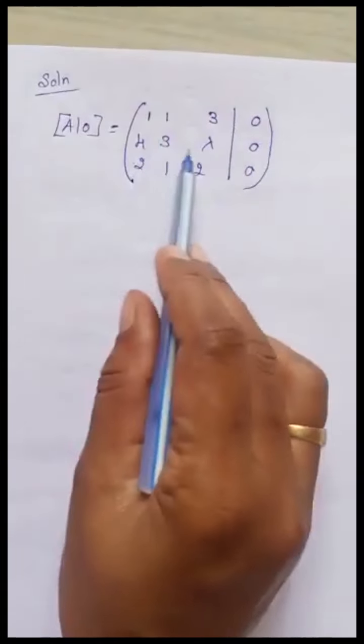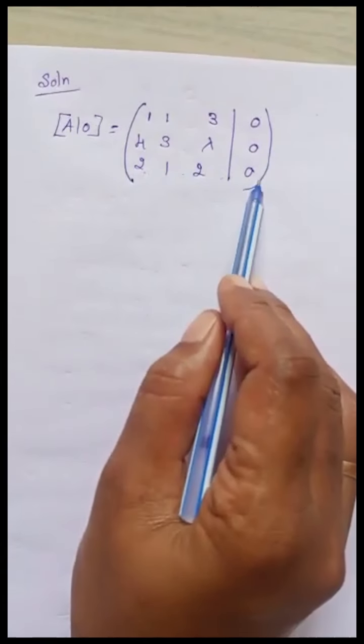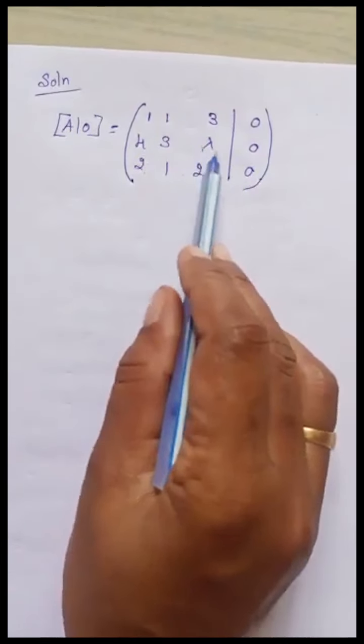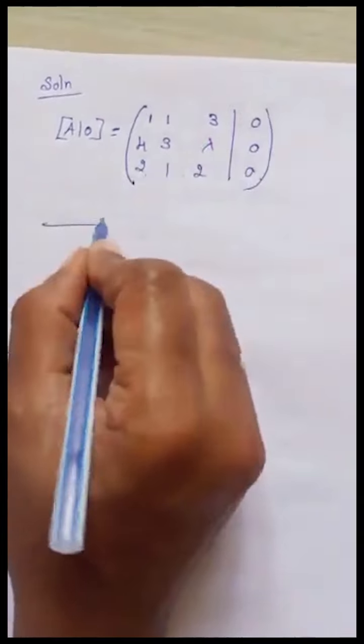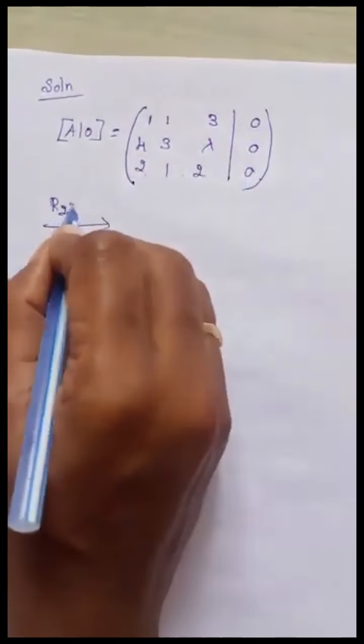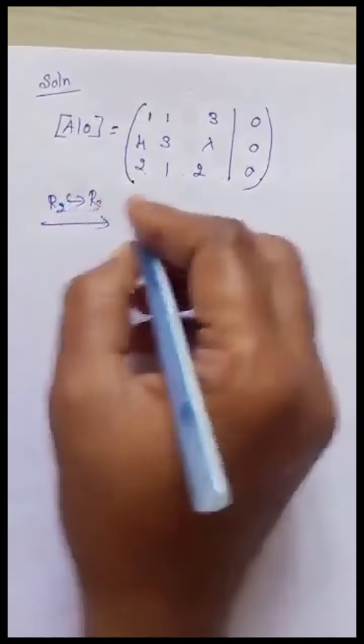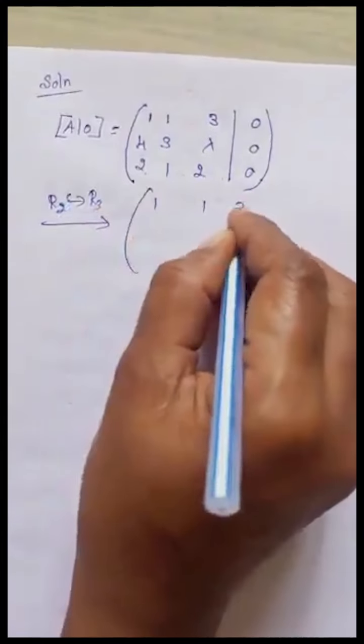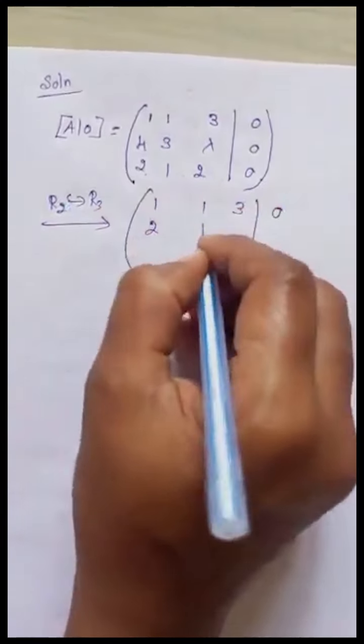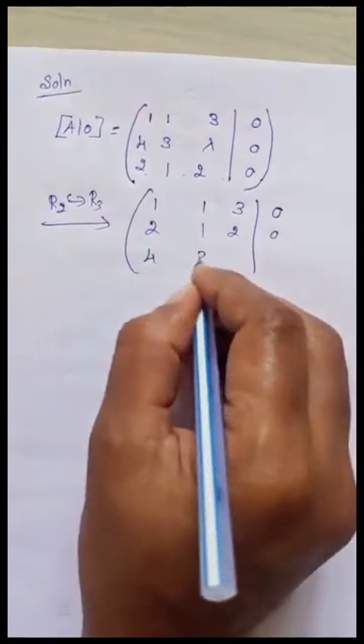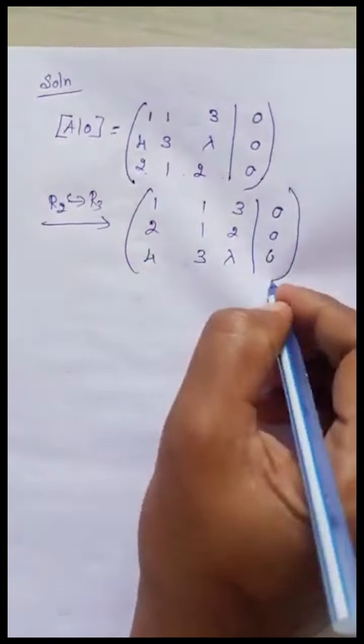1, 1, 3, 0, 4, 3, lambda, 0, 2, 1, 2, 0. Since the unknown value, this lambda, is in the second row, I am just interchanging R2 and R3, okay? So, to make it simpler, that's all. 1, 1, 3, 0, 2, 1, 2, 0, 4, 3, lambda, 0.